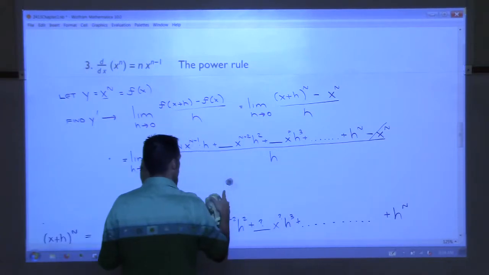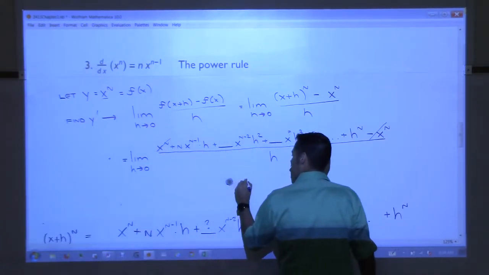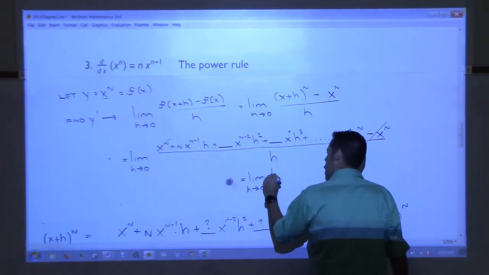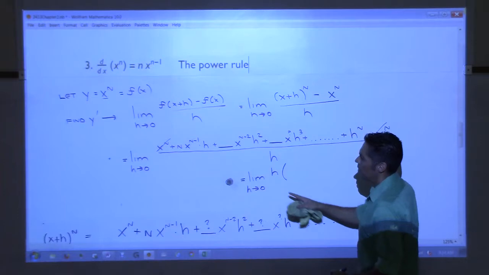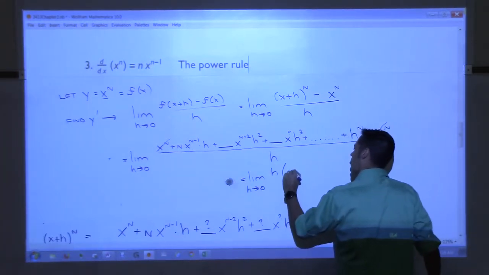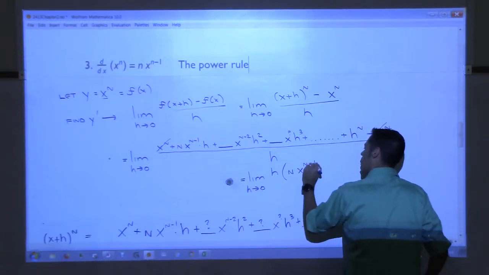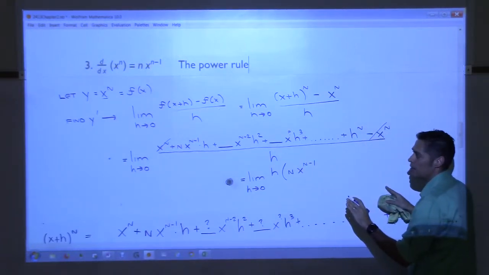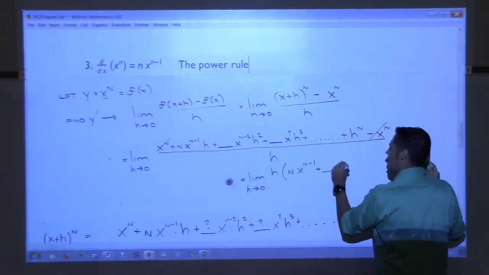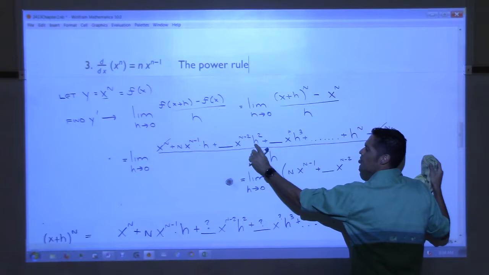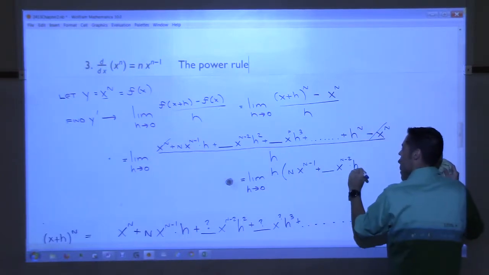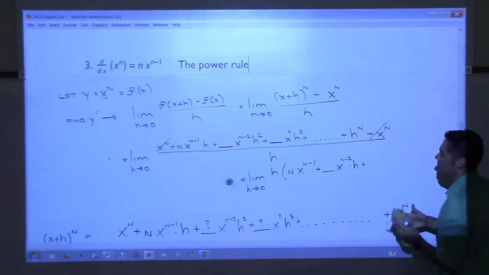Okay, this is equal to the limit as h goes to 0. I'm pulling an h out. And when I pull an h out of this, what am I left with? n x to the n minus 1. And there's no h there with it anymore, right? And then plus this term, x to the n minus 2. And didn't I pull one h out? But I still have one h. And then plus, now look at the rest of these.